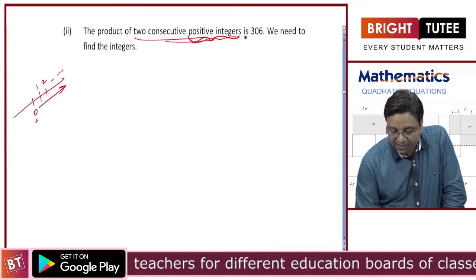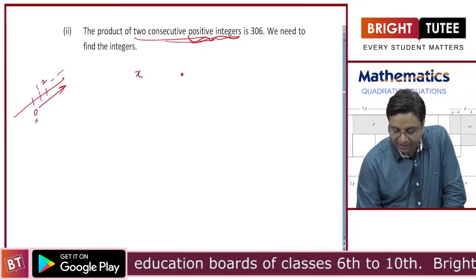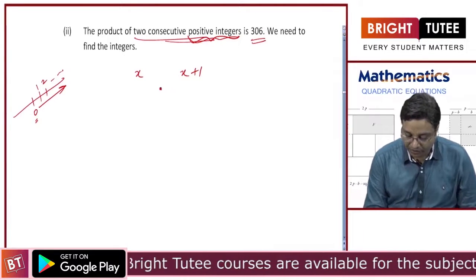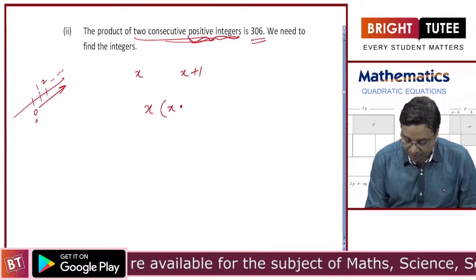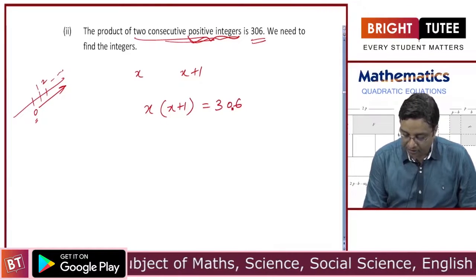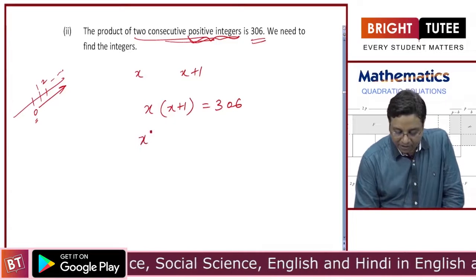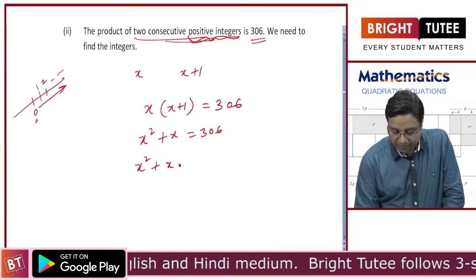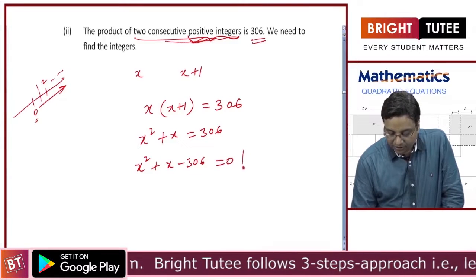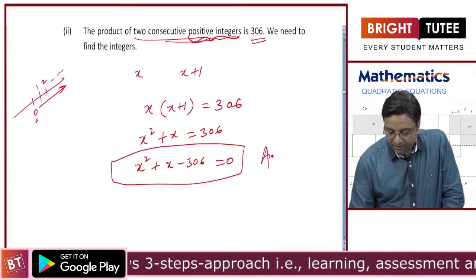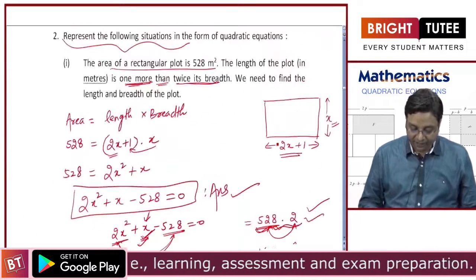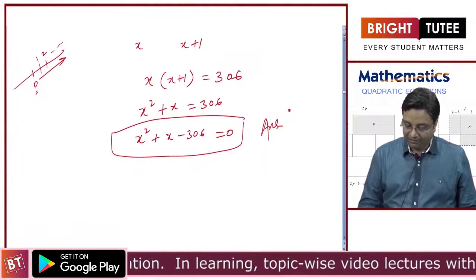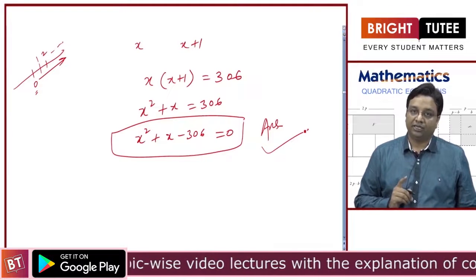Okay. So, there are two consecutive positive integers, let us say x and x plus 1. Their product is 306. So, what is given is x into x plus 1 is given as 306, right. So, x square plus x equal to 306. So, x square plus x minus 306 equal to 0 is our answer to the question where he says to represent this situation in form of a quadratic equation, right. We have represented it as a quadratic equation.